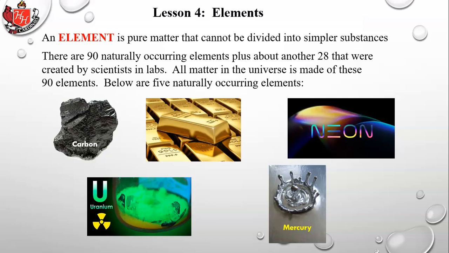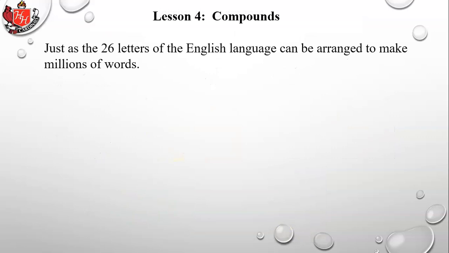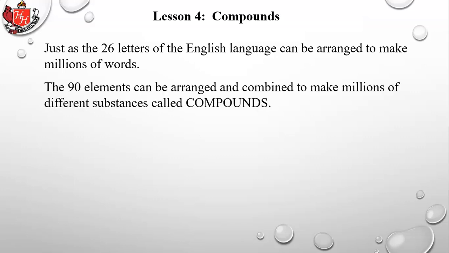You can take a very heavy steel ball and put it in a container of mercury, and it will float, because mercury is more dense than steel. We'll talk about that relationship between density and whether things float or sink sometime later in this class. So just as the 26 letters of the English language can be arranged to make millions of words, the 90 elements can be arranged and combined to make millions of different substances called compounds.